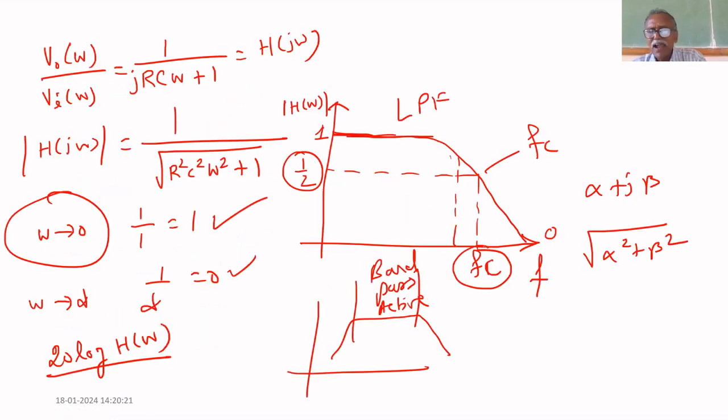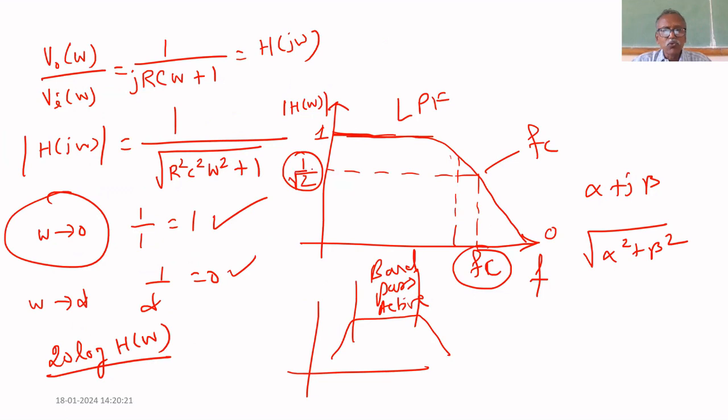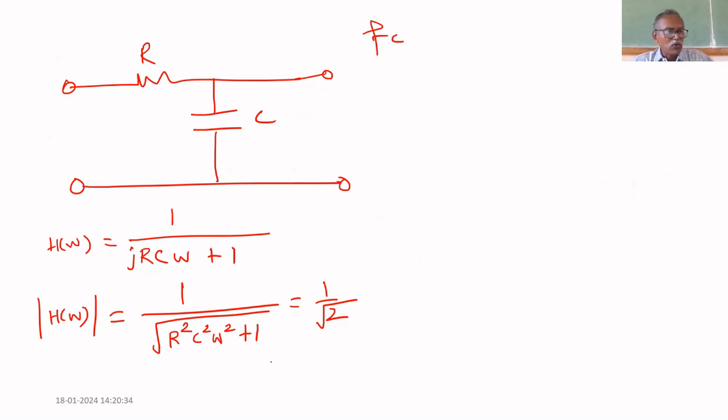What I said here? Magnitude is 1 by root 2. Sorry. Magnitude is 1 by root 2 times, power is 1 by 2. So the magnitude is 1 by root 2 times. That's why we have to equate these two and we have to find omega. That omega will be given. Accordingly, you have to find R and C. So you will get one equation. If you equate these two, what will you get?